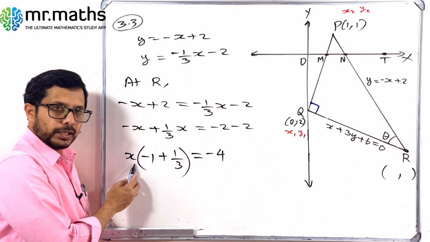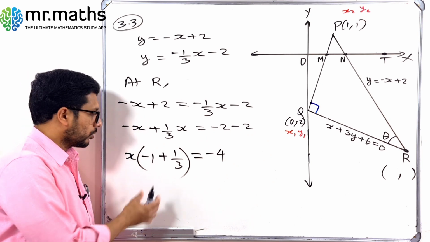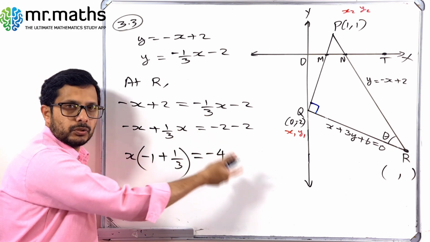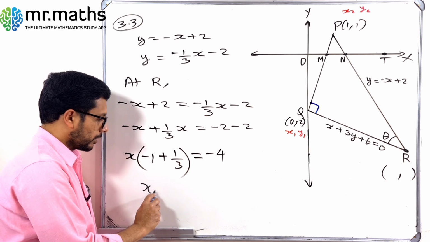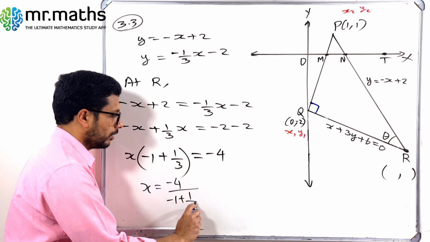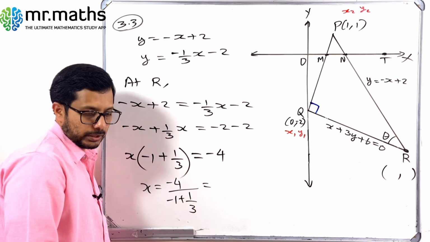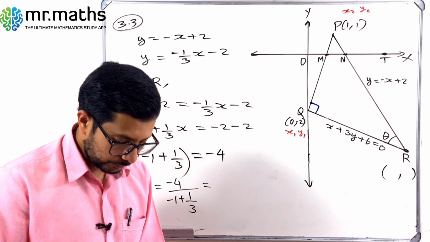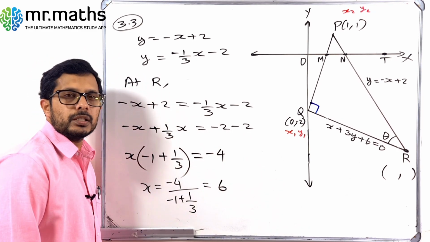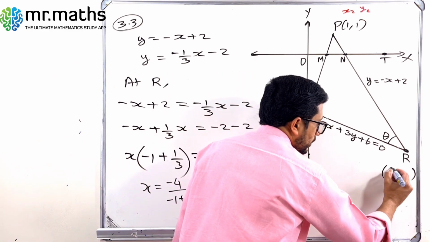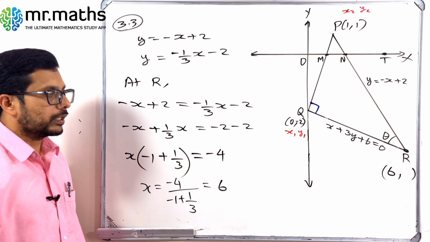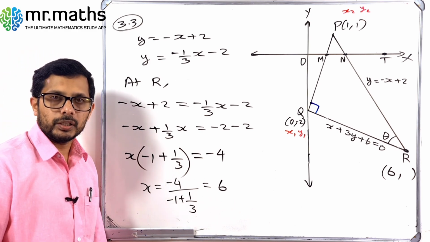So what does this bracket stand for? Multiplication. So if I want to take this to the other side, it is division. Here it is multiplication, so on the other side it is division. So x is equal to minus 4 divided by minus 1 plus 1 over 3. Check in your calculator, guys, what is the answer for that one? In your calculator you will get the answer as 6. So it means that the x coordinate of R is 6. Now what do we have to find? We have to find the value of y.